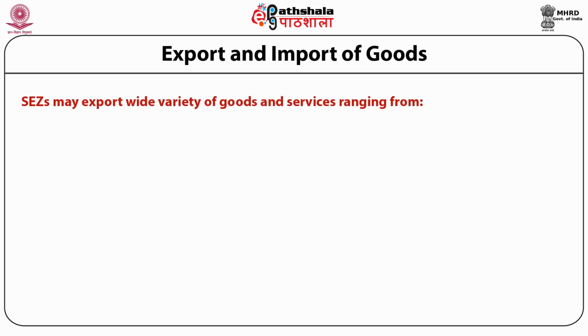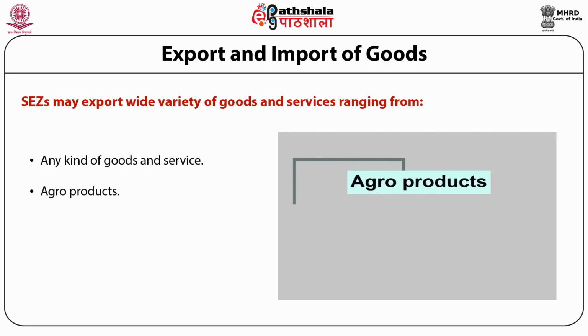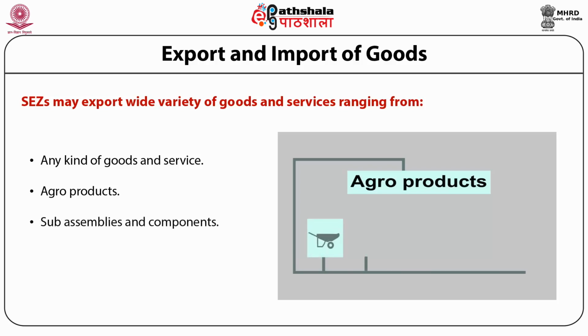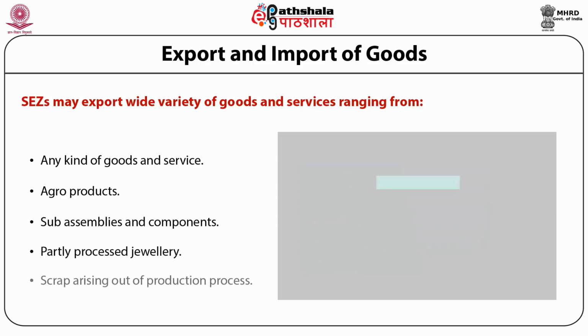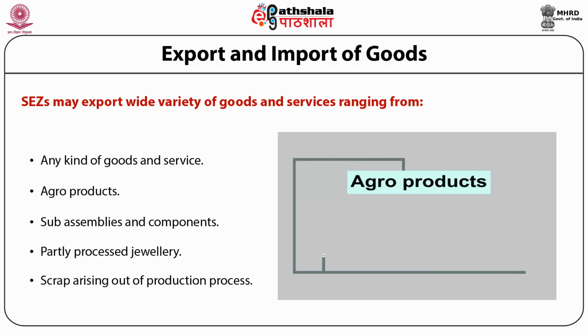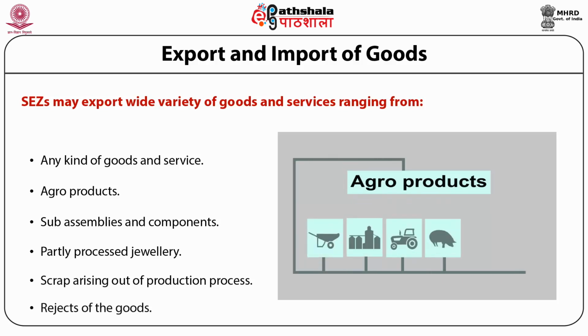The special economic zones may export a wide variety of goods and services, ranging from byproducts to exports. It may include any kind of good or service. It includes agro products. It also includes sub-assemblies and components. They include partly processed jewelry. It includes scrap arising out of the production process. Even the rejects of the goods are also included in this.